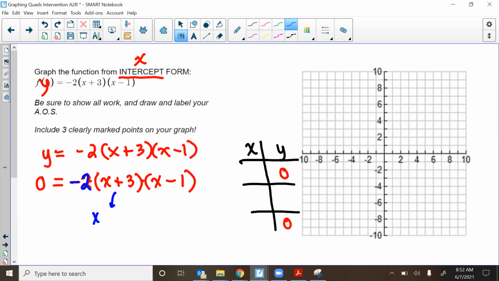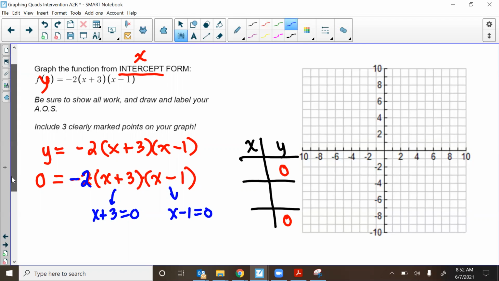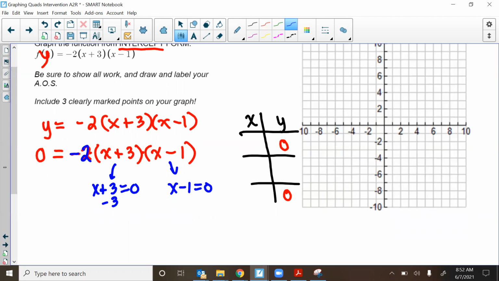However, I can set x plus 3 equal to 0, and I can set x minus 1 equal to 0, just like when we solved by factoring. These are the same steps of solving by factoring, but now I will use them to graph. So I have that x could be -3 when y is 0, or x could be +1 when y is 0. So that's going to give me my two x-intercepts. So I'll go -3, 0, and +1, 0.